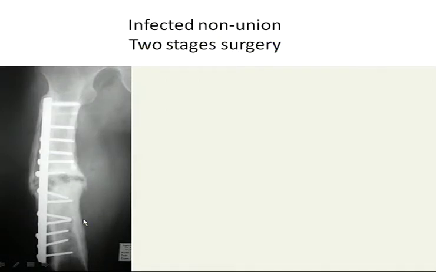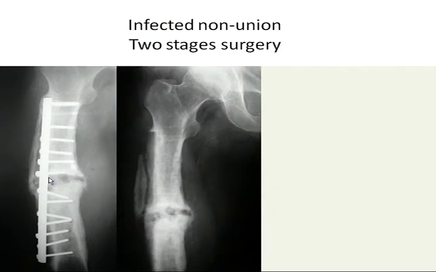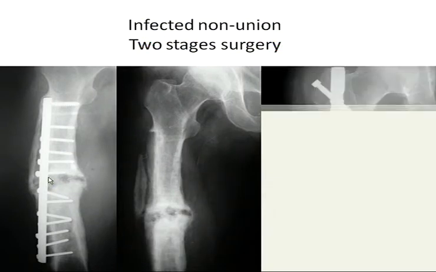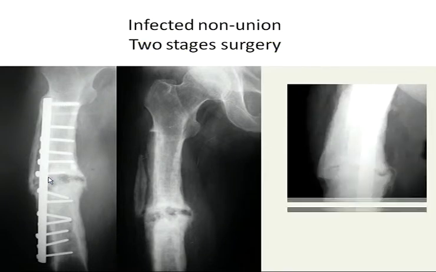Infected non-union, if it's infected and heavily draining, then you have to use two-stage surgery. The first stage is removal of the hardware and debridement, and when it subsides, then you can treat it the way you like. In this patient, he had intramedullary nailing, and this is union.